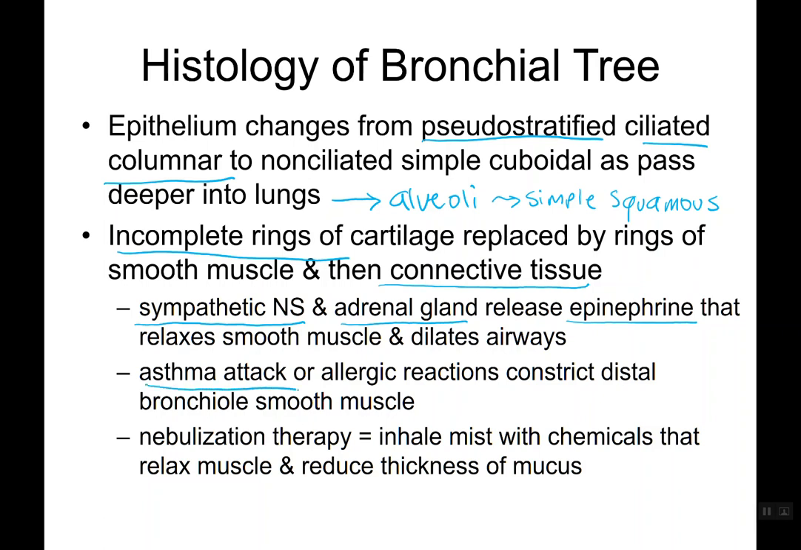An asthma attack or an allergic reaction, such as anaphylaxis, constricts the distal bronchial smooth muscle, causing you to feel like, as I mentioned, you're breathing through a straw. Nebulization therapy means that you inhale mist. Nebulization is turning something into mist, typically drugs. So albuterol, for example. Let's write that in there, i.e.